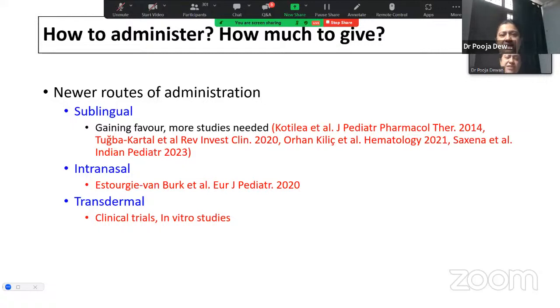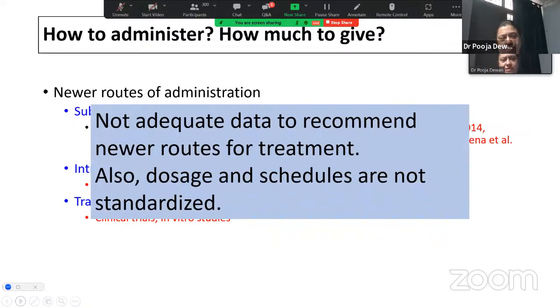There is another preparation of intranasal vitamin B12. Now, this is a little cumbersome to give. I don't know how many people are using it, but it is a little difficult to administer in children. And there are transdermal patches also, but we don't have any clinical study yet. There is one trial which is registered and there are in vitro studies. So we do not recommend as of now the intranasal and transdermal routes in children. The advantage suggested for these routes is that they bypass the intrinsic factor for absorption. But as of now, these routes are not recommended for treatment.